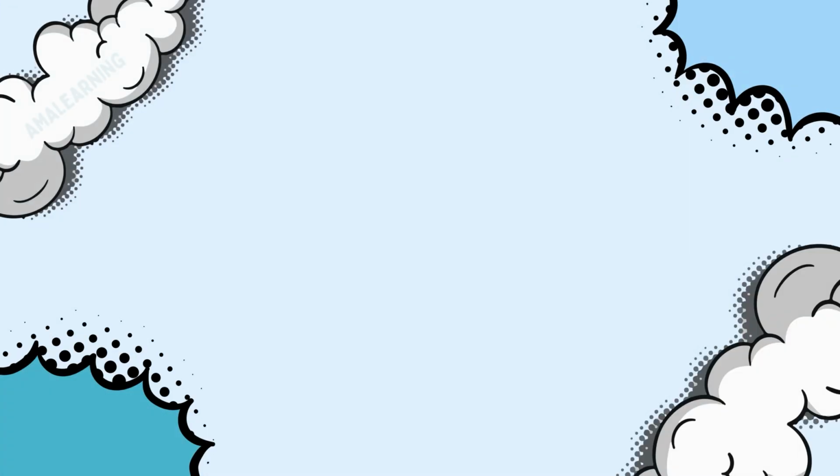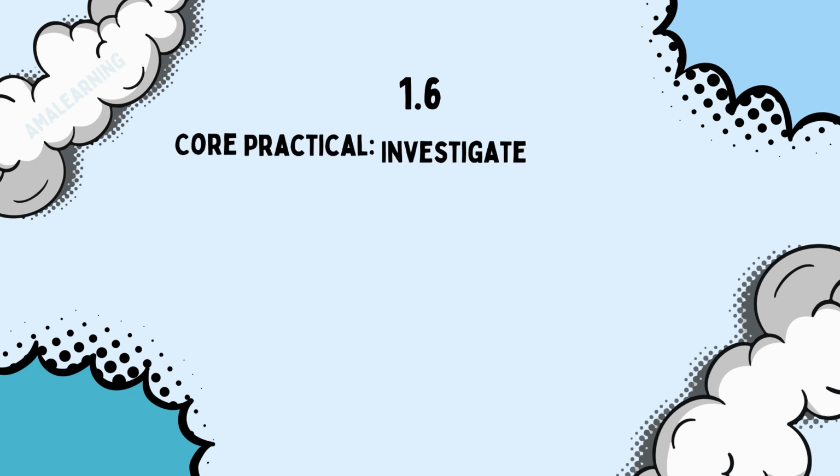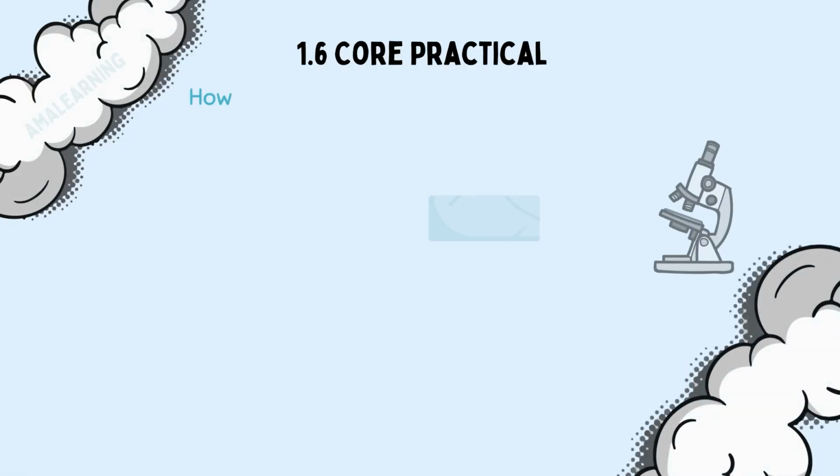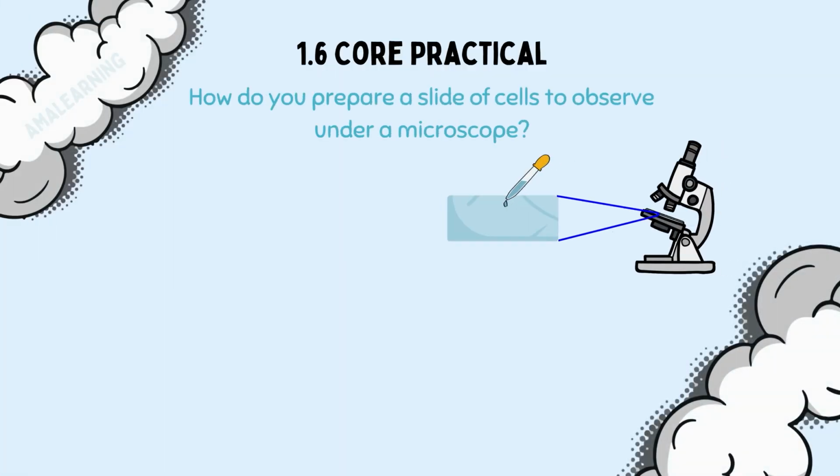To successfully answer any GCSE question linked to this specification point, you will need to be able to describe how a slide is made and how to correctly use a microscope. In addition, this specification point requires flexibility in that any question linked to 1.6 may also be linked to other specification points. Questions linked to 1.6 are not usually asked as standalone questions. How to prepare a slide is a very common question, and therefore it is advisable to memorize the process.